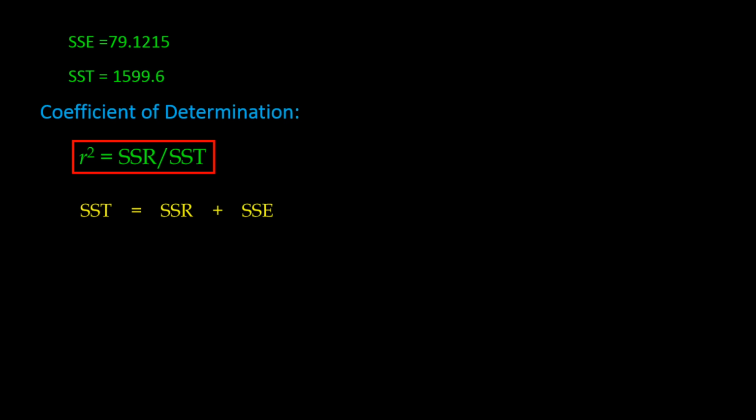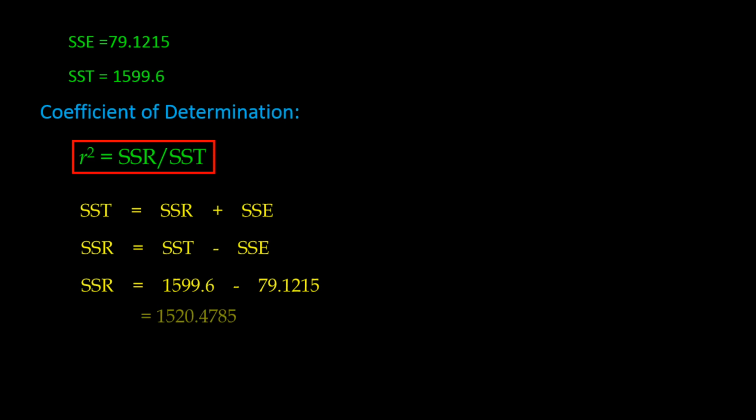Remember that SST is equal to SSR plus SSE. So we get SSR by subtracting SST minus SSE. So SSR would be 1599.6 minus 79.1215, which is 1520.4785. Now we can go back to the formula for r squared and calculate it by dividing SSR by SST.